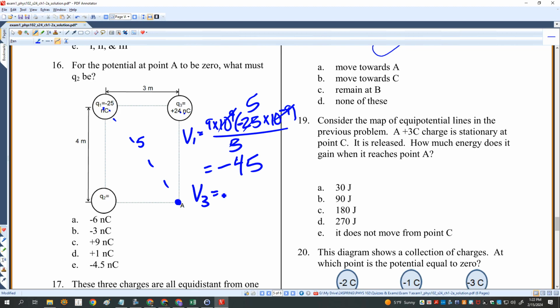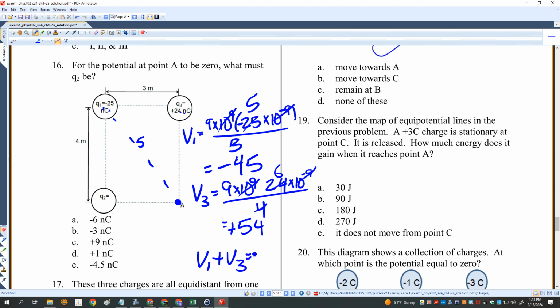V3, 24 times 10 to the minus 9, divided by 4. That's 54. And that is positive. So V1 plus V3 gives me 9 volts. That means that V2 must be negative 9 volts.